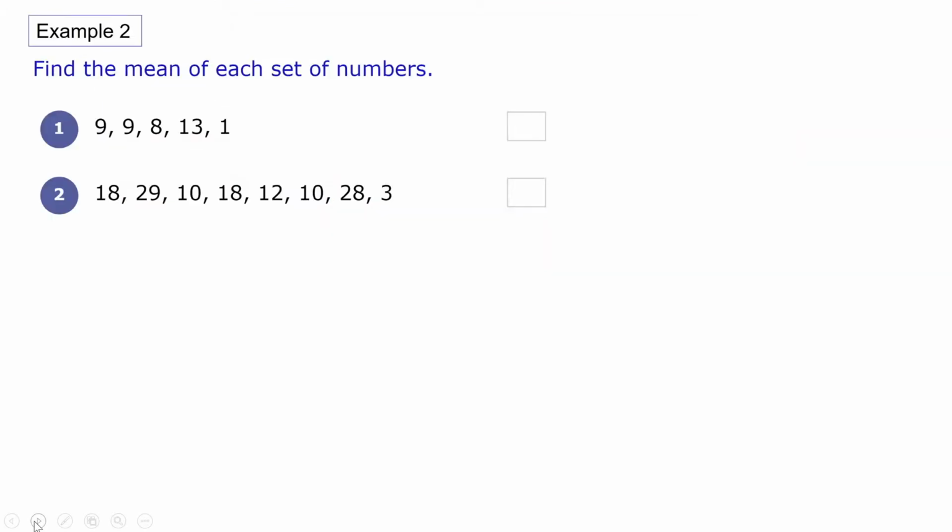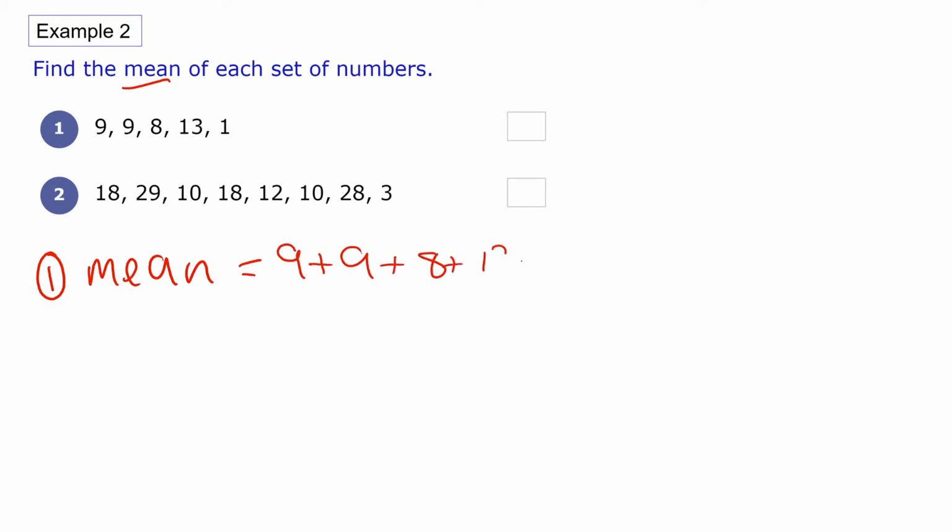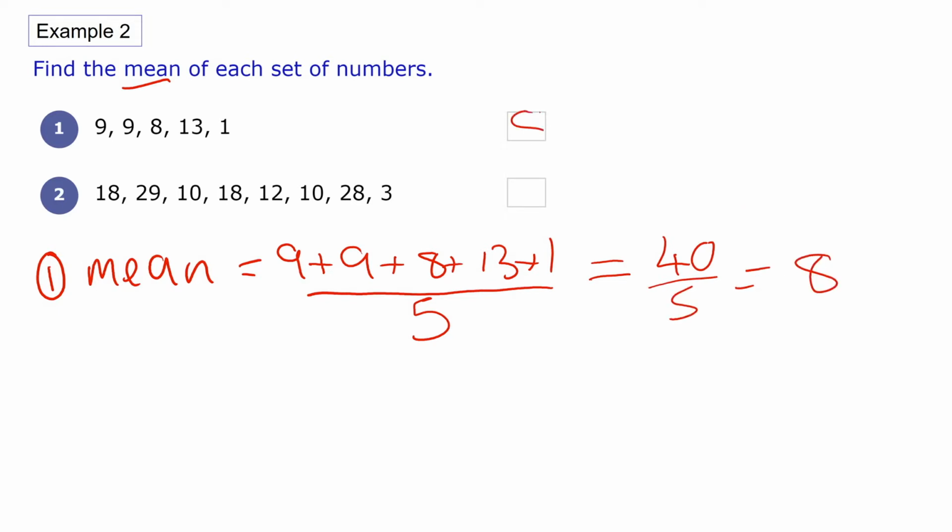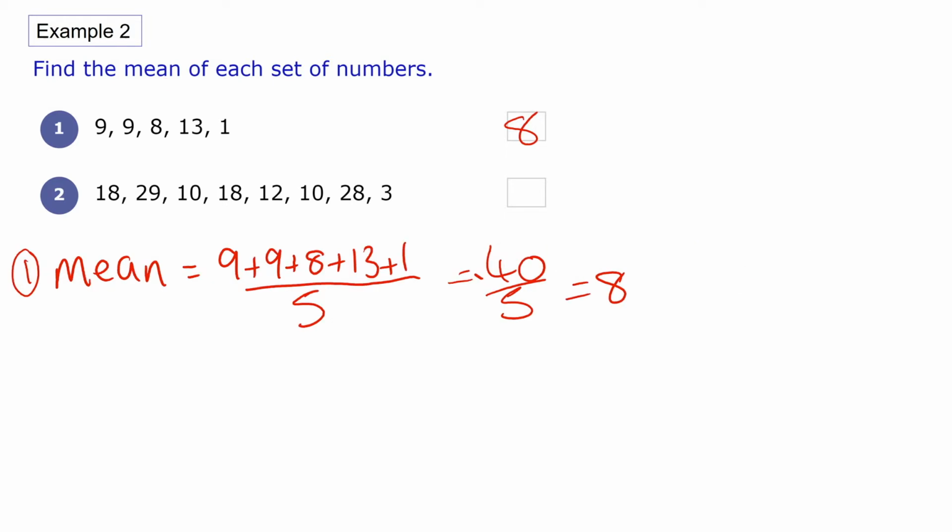Let's look at a few more examples. So here we're asked to find the mean of each set of data. So let's look at question 1. Remember, the mean is the nasty one, where we have to add up the numbers that are in the data set and then divide by however many numbers there are. So there's 1, 2, 3, 4, 5 numbers here. Remember to show your workings. So this is going to be 40 divided by 5, which gives you a mean of 8. So the answer for that one is 8.